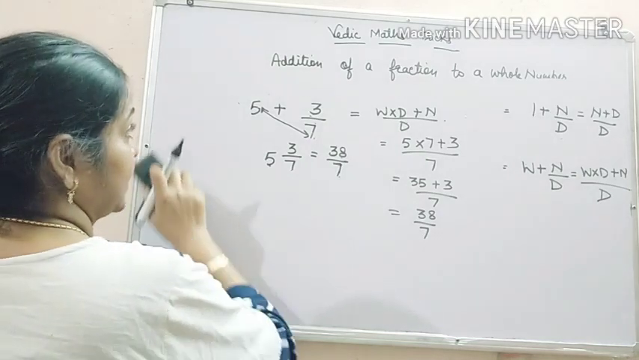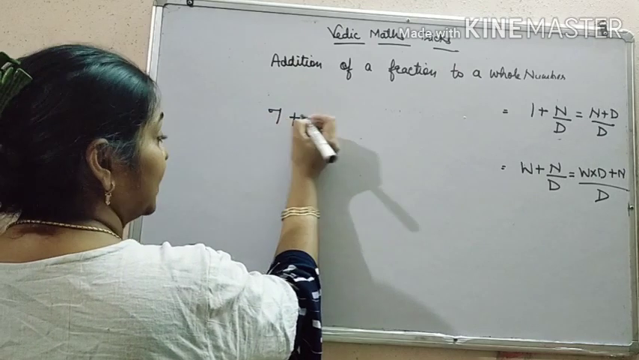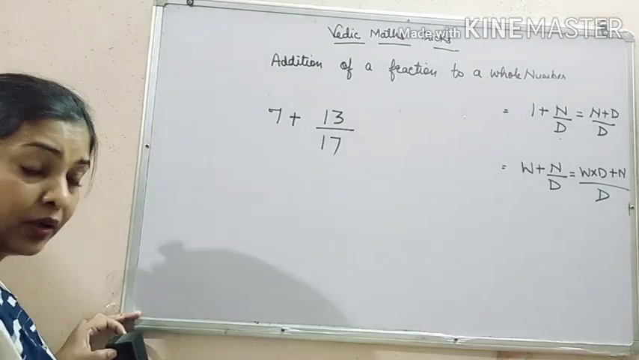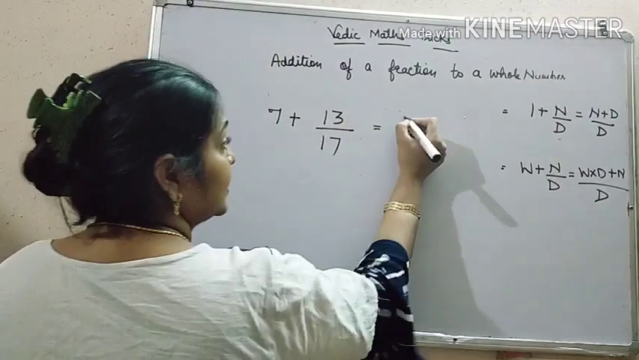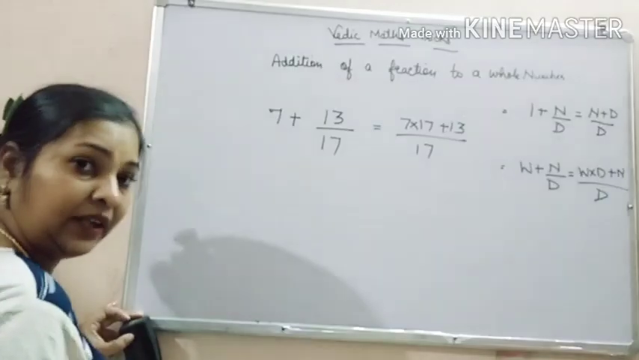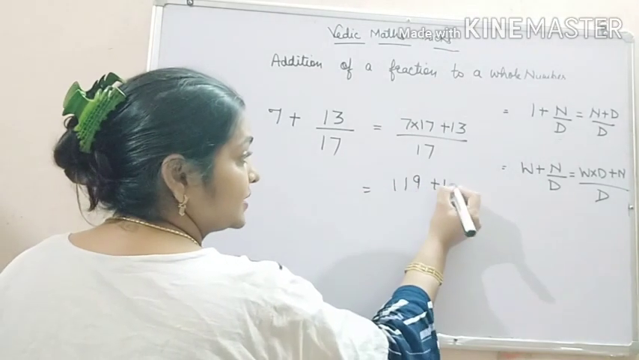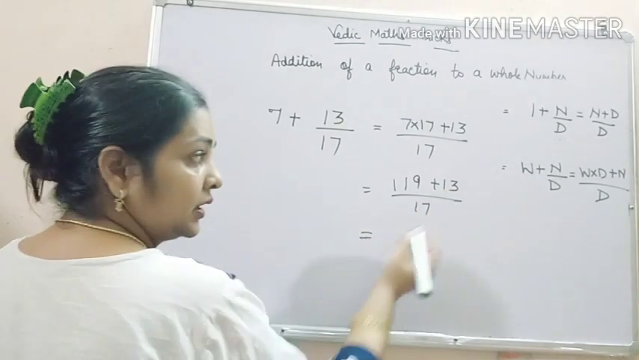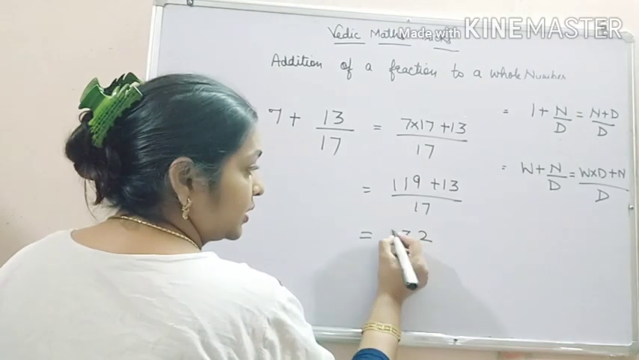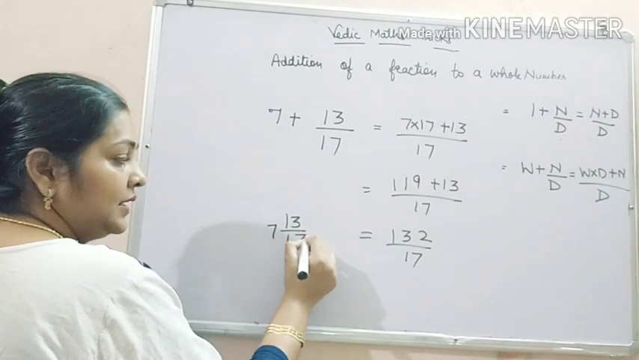Let us see one more example. Suppose I have to add 7 plus 13 by 17. Okay. So what is the formula? 7 into 17 plus 13 by 17. Do the multiplication. 7 7s are 49, 4 carry, 119 plus 13 upon 17. Now add them. It will be 132 by 17 and the mixed fraction will be 7 13 by 17.